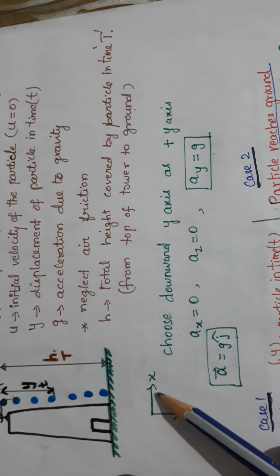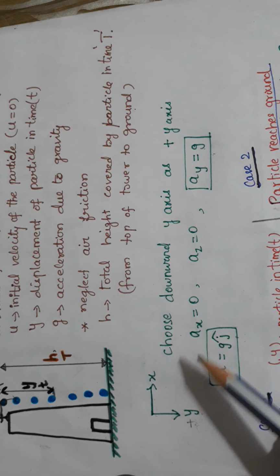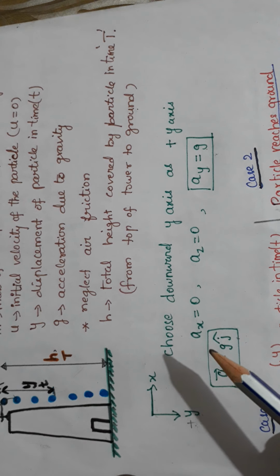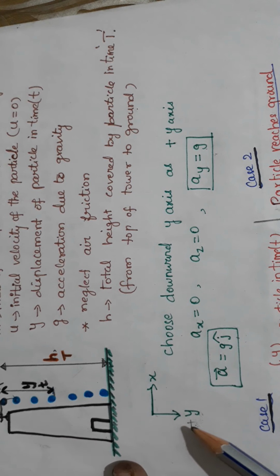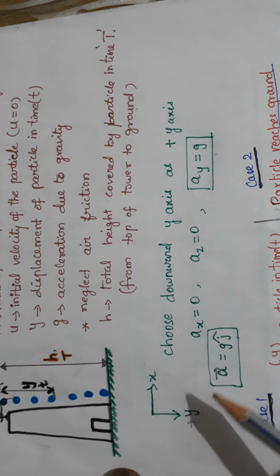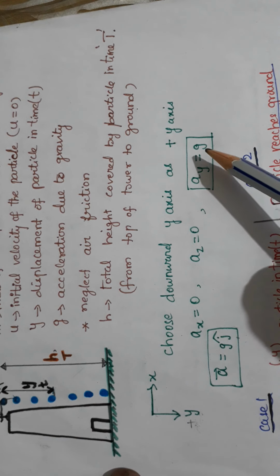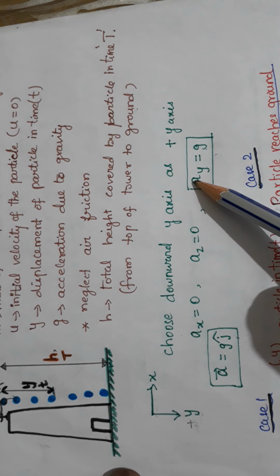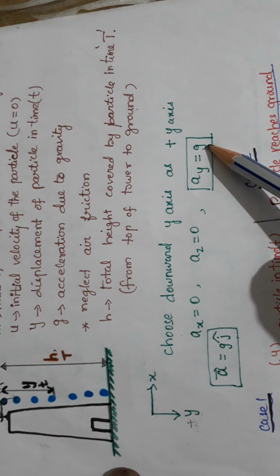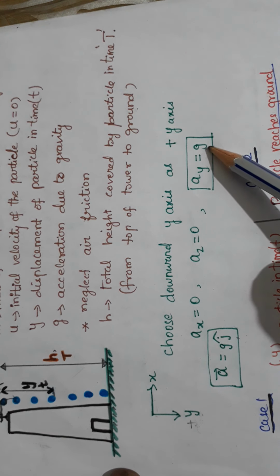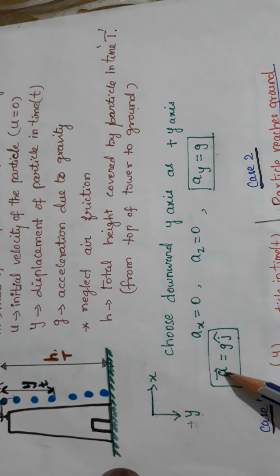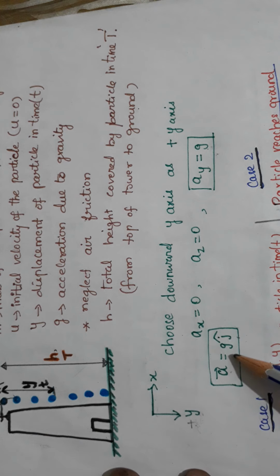So acceleration along the x-axis is 0, along the z-axis also 0. Acceleration is taking place only along the y-axis, that is equal to g, right? Acceleration of the particle along the y-axis is nothing but the acceleration due to gravity, g. In vector form you will write it as a vector is equal to g into j cap. j cap is the unit vector along the y-axis, right?